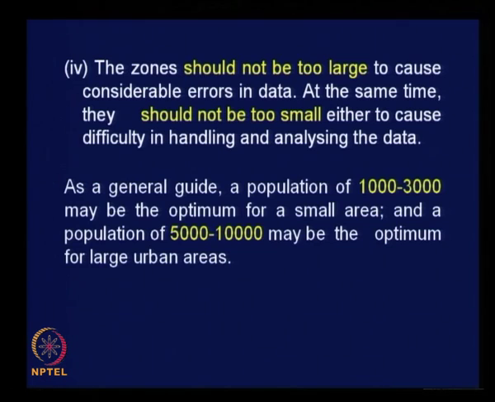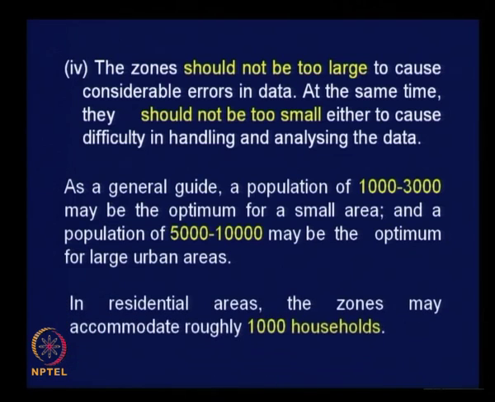As a general guide, a population of about 1,000 to 3,000 may be the optimum for a small urban area, and a population of 5,000 to 10,000 may be optimum for large urban areas, right. And in residential areas, the zones may accommodate roughly about 1,000 households, right. Why is the population range given small for smaller urban areas and large for larger urban areas?